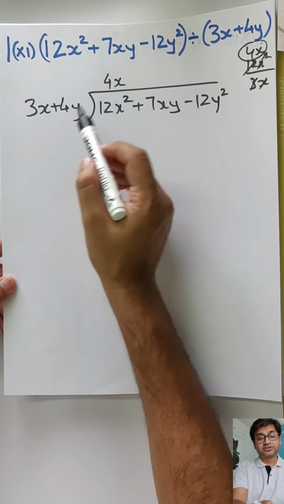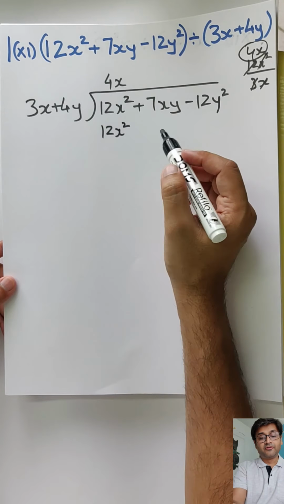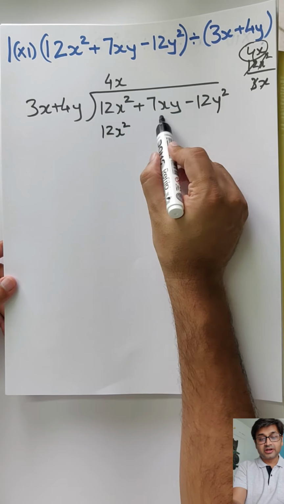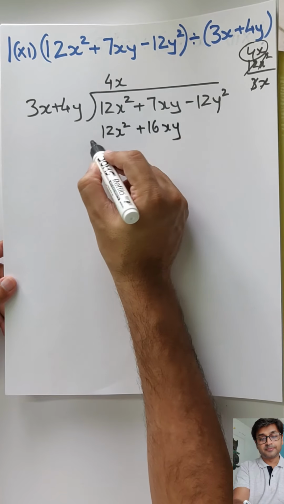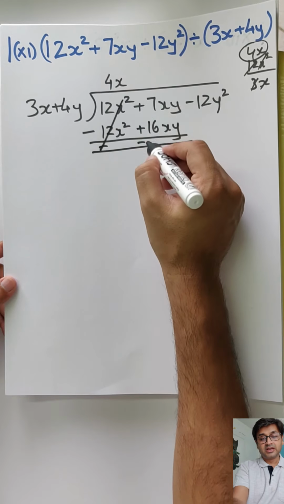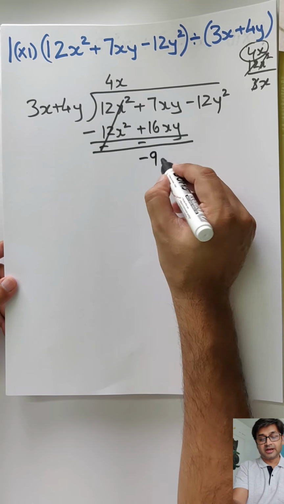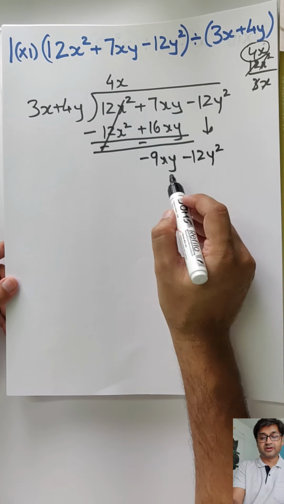Now multiply this with both. So 4 3s are 12x square. 4 4s are 16xy. So write it below xy. So plus 16xy minus, so both signs will change. This goes 7 minus 16 will give me minus 9xy. This I am getting down, so minus 12y square.